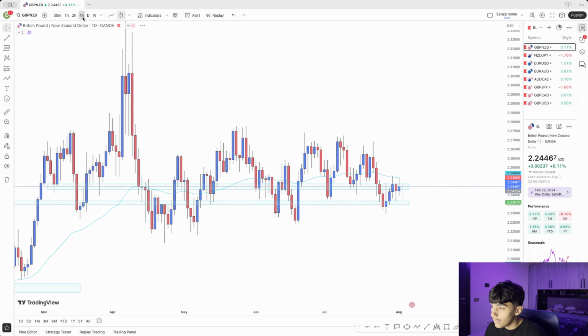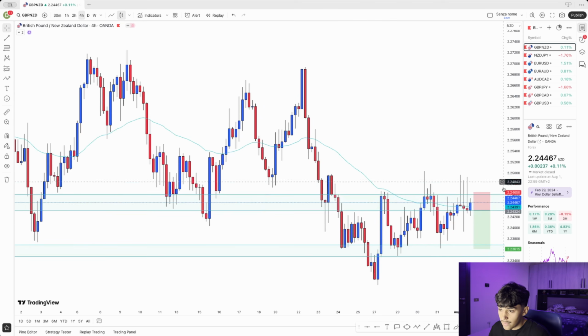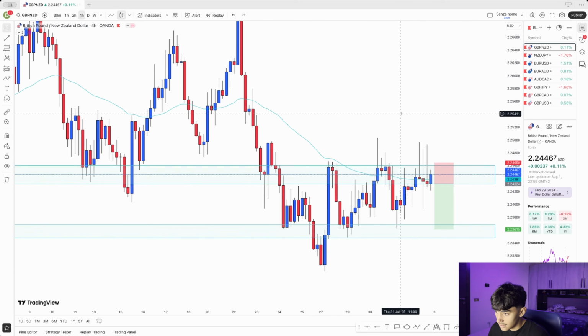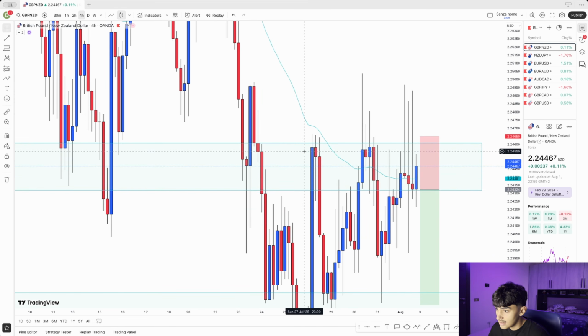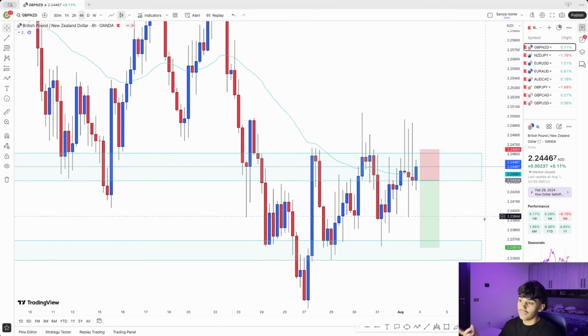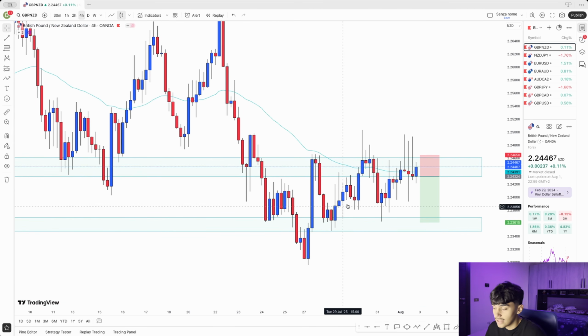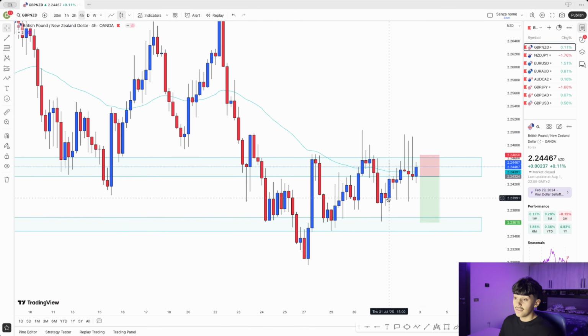How is the 4 hour? The 4 hour is bearish too. Why is that? Because this was the higher high, but if we guys see better, we can see that this structure here body closed above the previous higher high and then body closed below the higher low. So now the 4 hour is bearish as well.